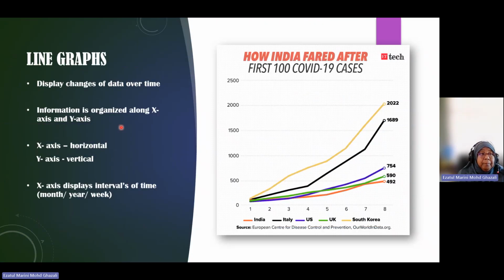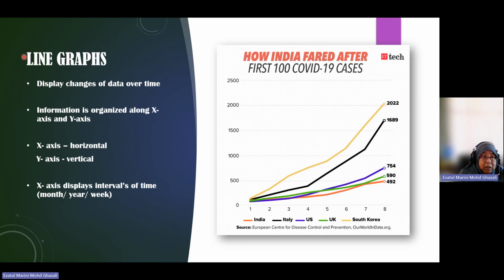All right. Example, line graph. The first graph that we are going to have a look at is the line graph. And line graphs display changes of data over time. Okay, I have mentioned time and again that when you want to present or talk about data that are changing over time, when it involves time, you should use line graphs.